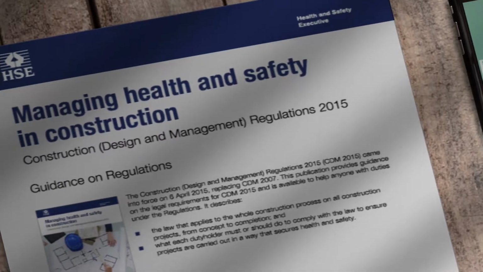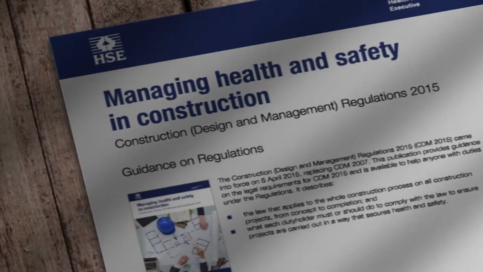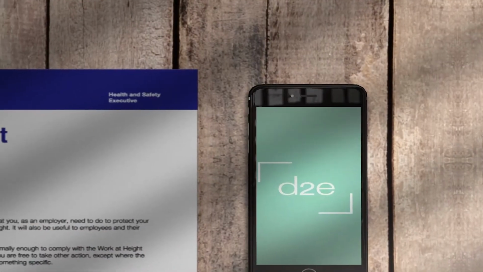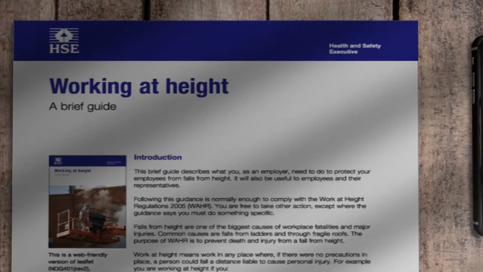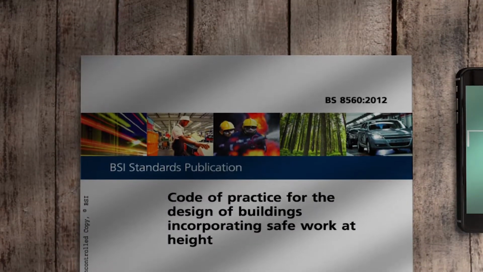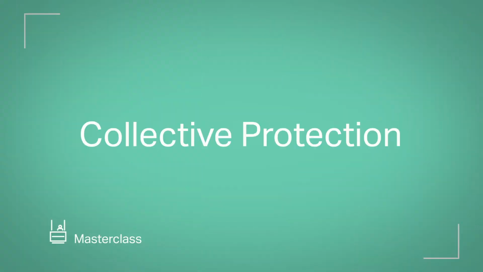When you're developing a facade access strategy, the key health and safety literature you need to refer to are CDM 2015, which details the responsibility of designers to take into account the general principles of prevention. Work at Height Regulations, or WAH 2005, which states that collective protection should be given priority over personal protection. BS 8560 is a British standard for the design of buildings incorporating safe work at height.